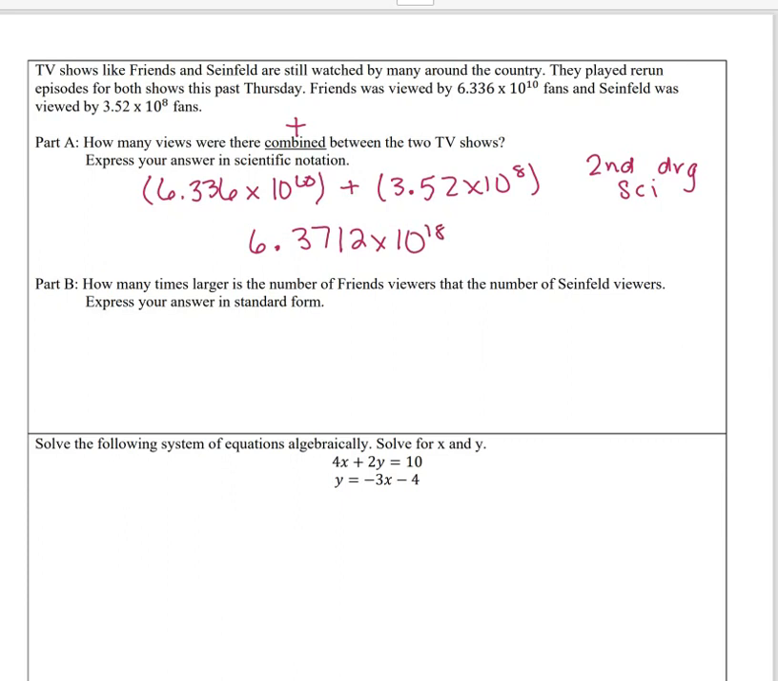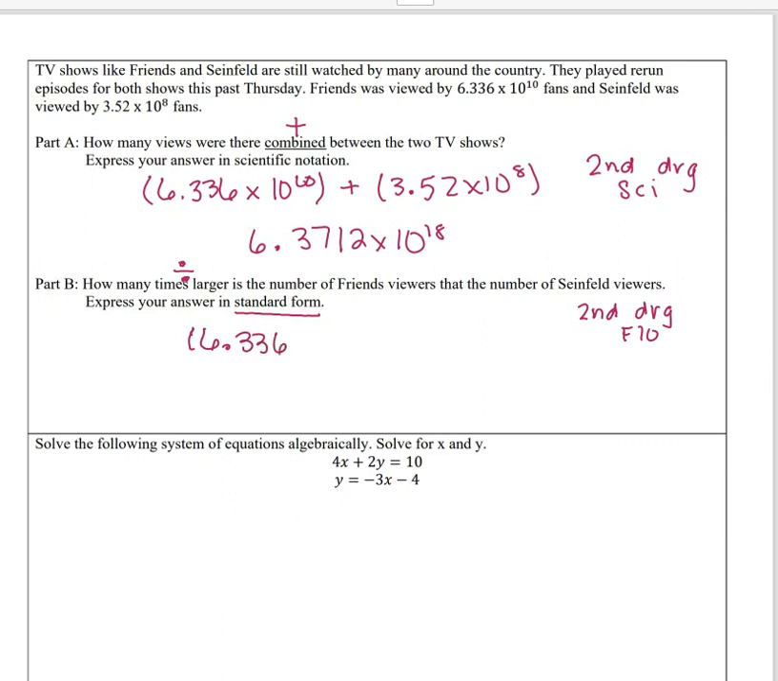Now for the second part, it does say how many times larger. How many times larger is a division problem, is the number of Friends viewers compared to the number of Seinfeld viewers. Express your answer in standard form. So this is where I want my regular number. I'm going to hit second DRG and go back to the flow mode, since I'm already in scientific notation. Now with this, you need to make sure you're definitely using your parentheses.